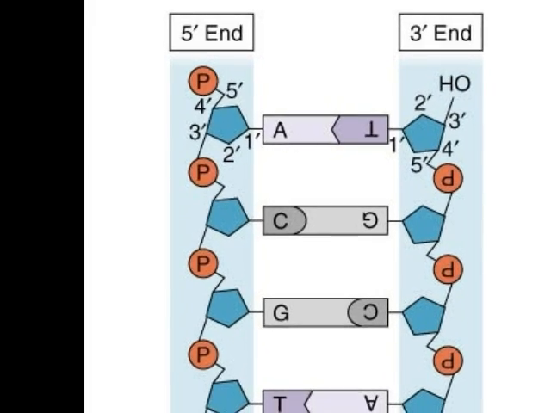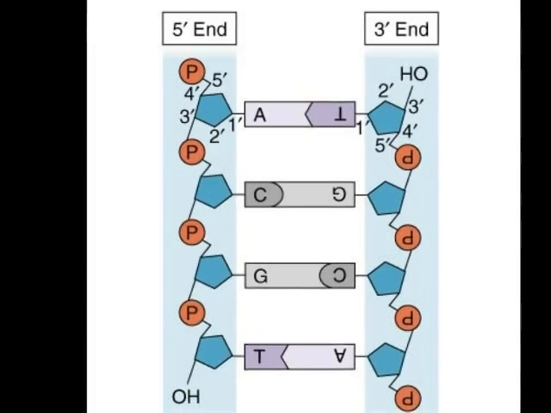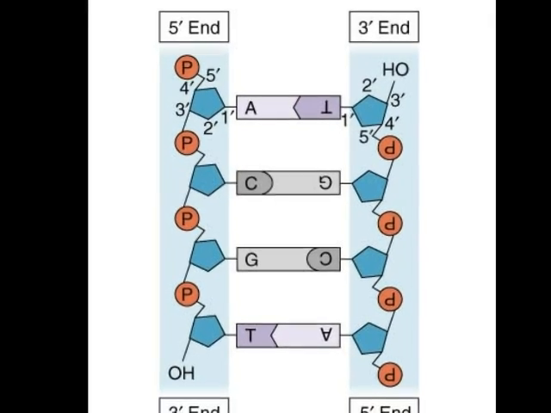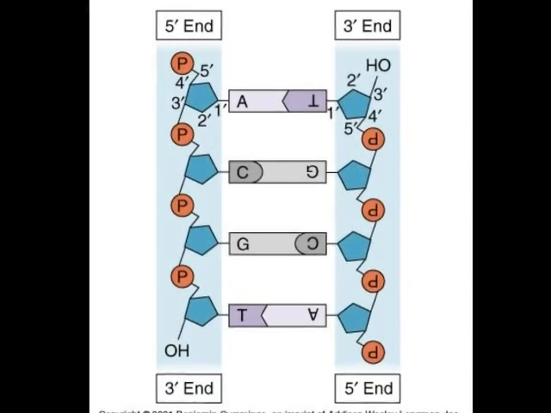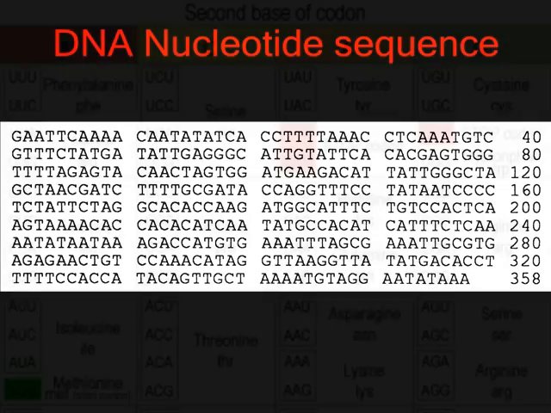As you can see, adenine binds with thymine, and cytosine binds with guanine, the base pairs that were just previously discussed. As you can see here, we have a sequence of DNA nucleotides. Again, these are the bases, adenine, guanine, thymine, and cytosine, that compose the backbone of DNA.